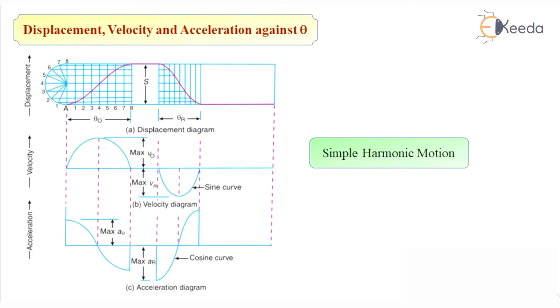As you can see from the figure, the velocity of the follower is 0 at the beginning and at the end of its stroke and increases gradually to a maximum at midpoint. On the other hand, the acceleration of the follower is maximum at the beginning and at the end of the stroke and diminishes to 0 at mid-stroke.